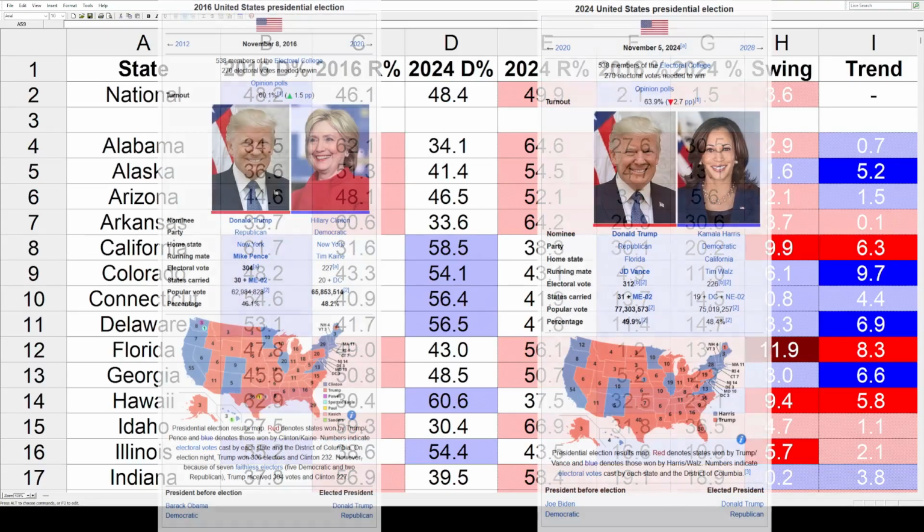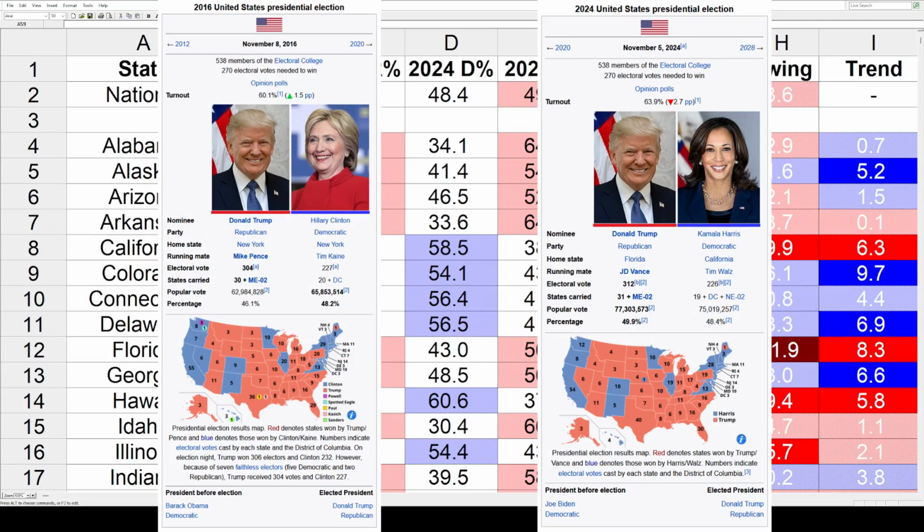First, let's put up the background information about the two elections we're going to look at. We've seen this before, but back in 2016, Trump won the Electoral College. He finished with 304 electoral votes. He won 30 states plus Maine second. He lost the popular vote with 46.1. Hillary Clinton snatched 227 electoral votes, 20 states plus DC, and she got the popular vote with 48.2.